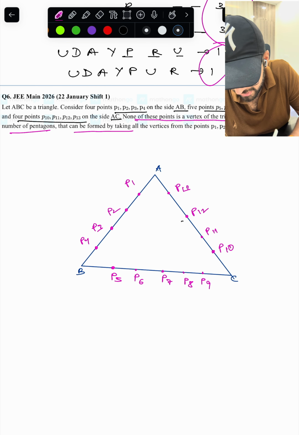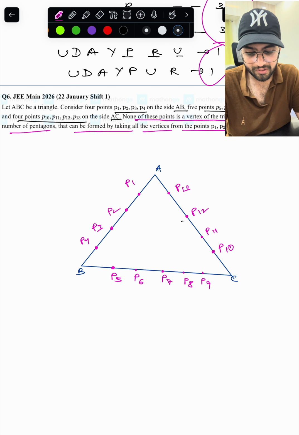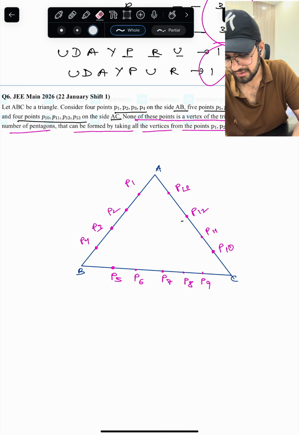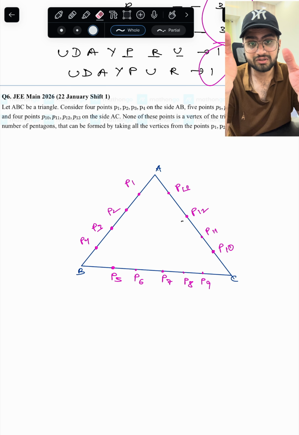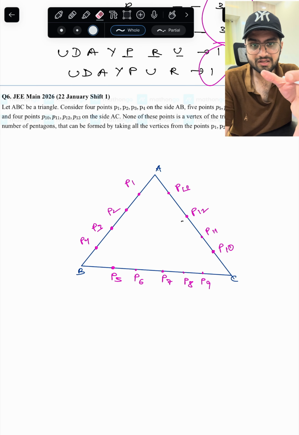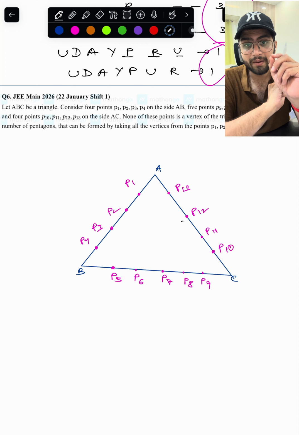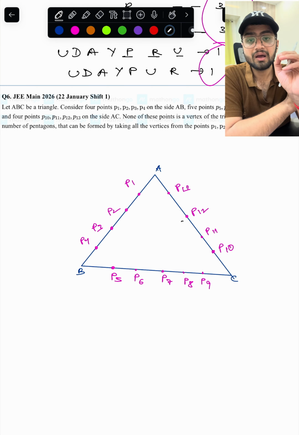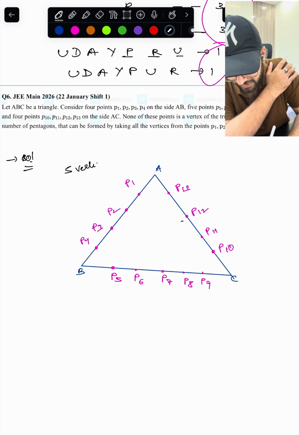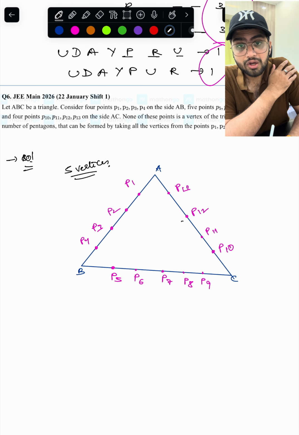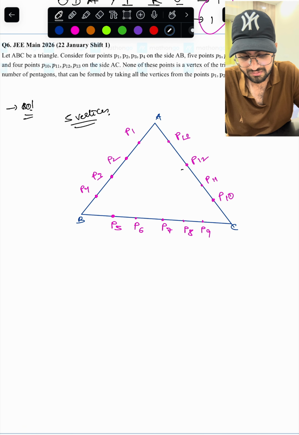Then the total number of pentagons that can be formed by taking all the vertices from P1, P2 and so on to P13, right? It is also a pretty easy question, but you just need to read the question carefully, plot a rough sketch so that you can understand the question properly. So here, coming to the question, we need to form a pentagon. Pentagon means how many vertices should be there? 5 vertices.